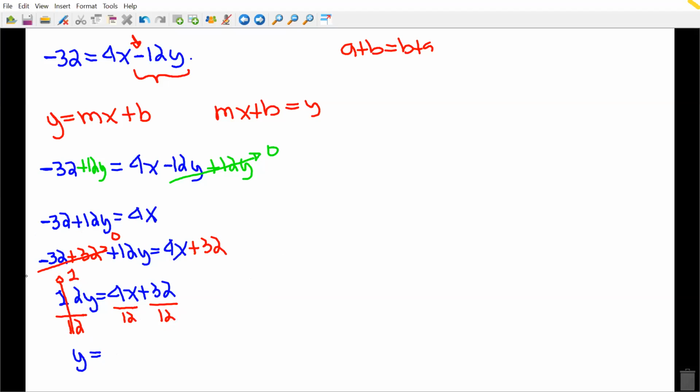Do you remember last year when you were talking about fractions? 4 divided by 12 and 32 divided by 12. Can you simplify these fractions? Yes, teacher. Dividing by 4 and dividing by 4. So you will get 1, and 12 divided by 4 is 3. So you will have y equals 1/3 x, right?